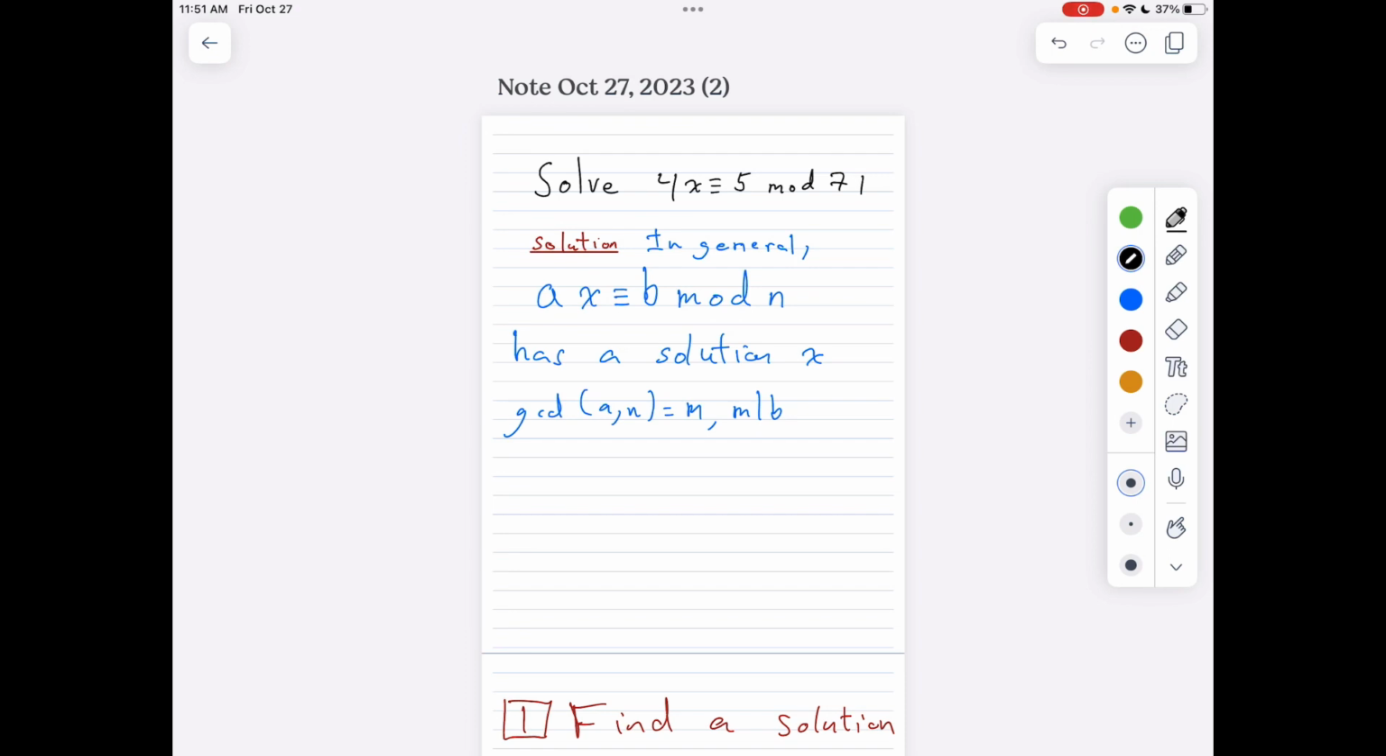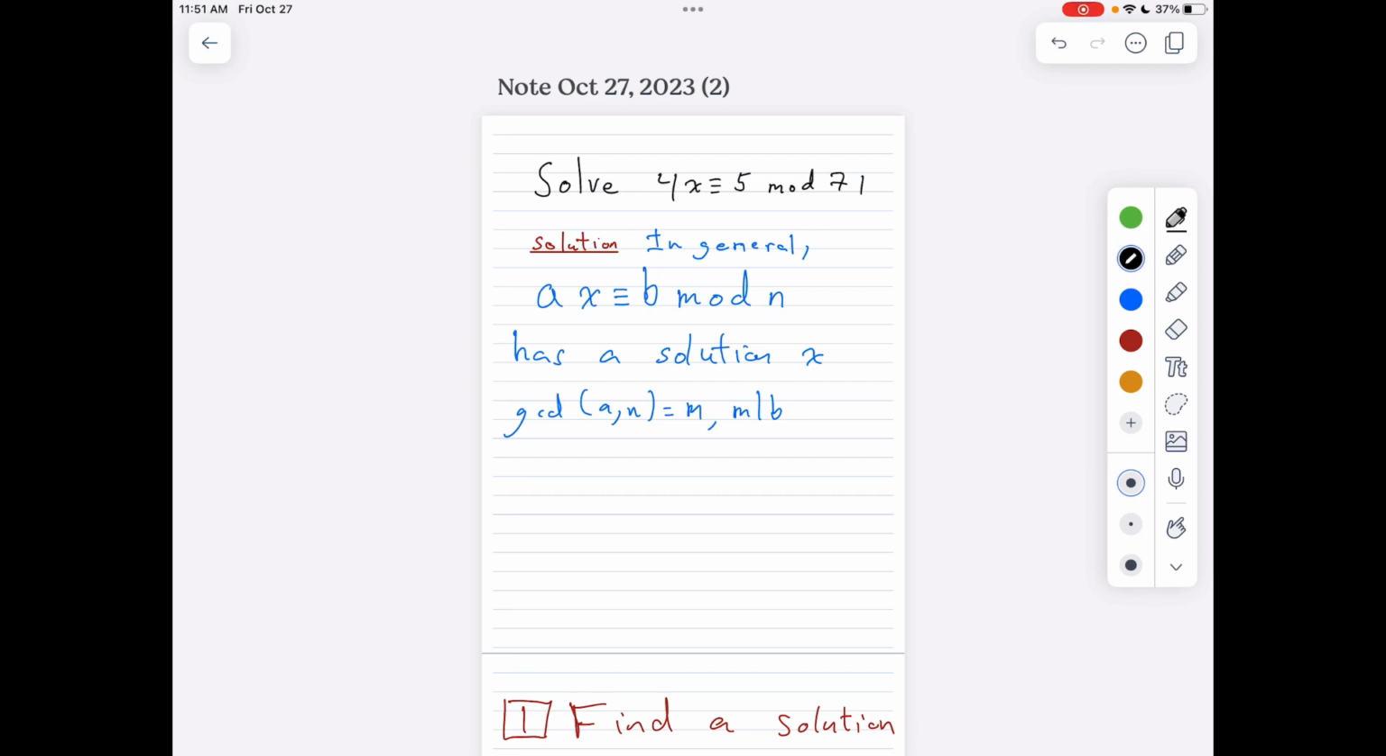All right, hello everyone. So today we're looking at a discrete math problem. We have: solve 4x is congruent to 5 mod 71. So we have a linear congruence problem. And in general, ax is congruent to b mod n.